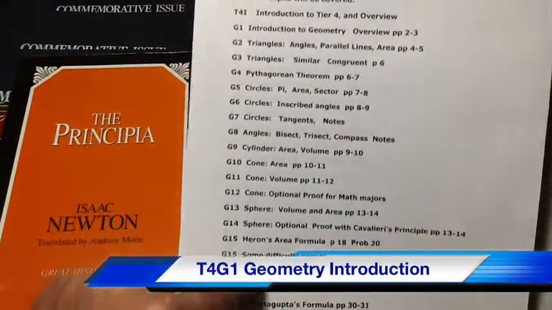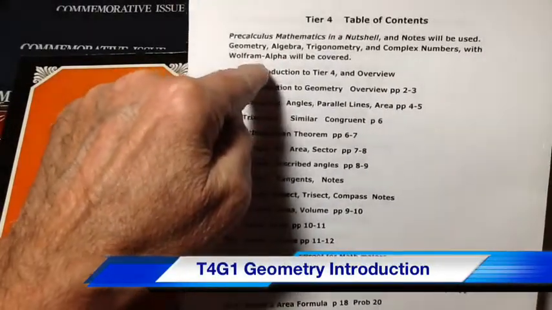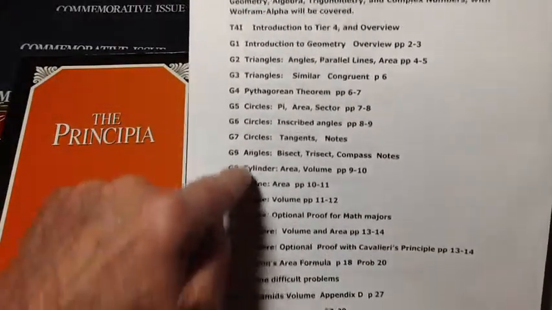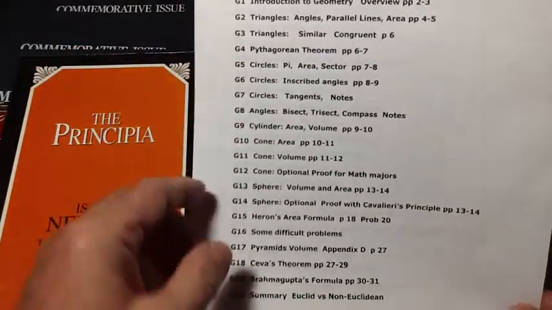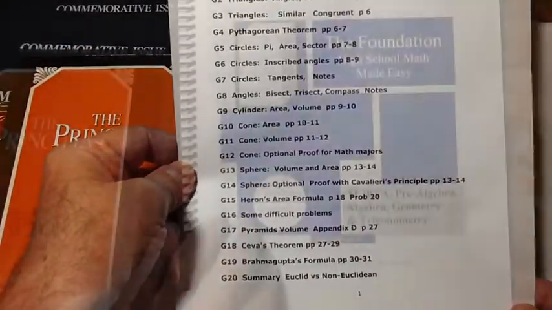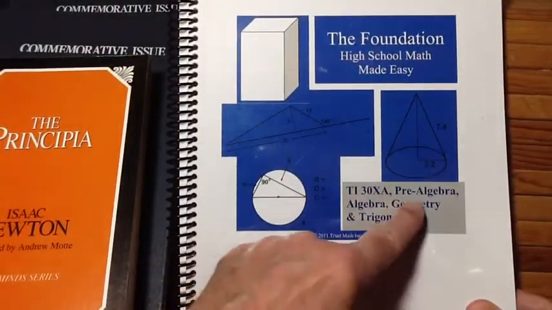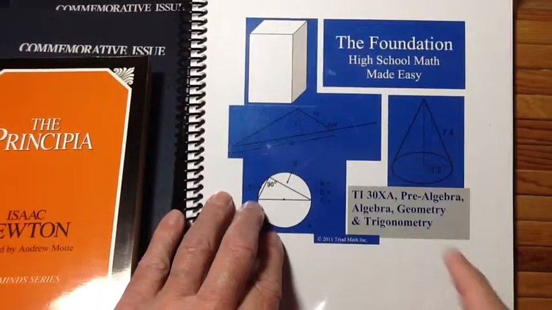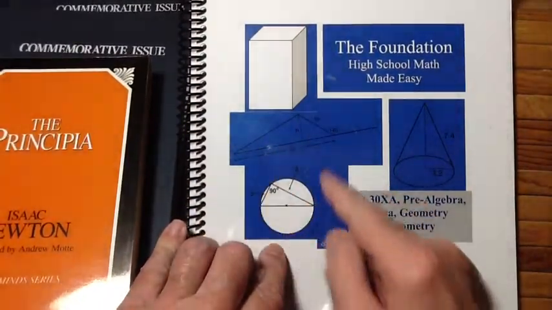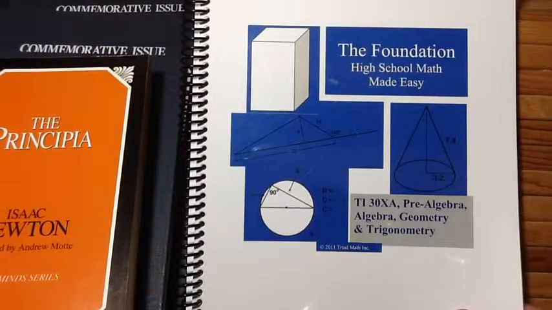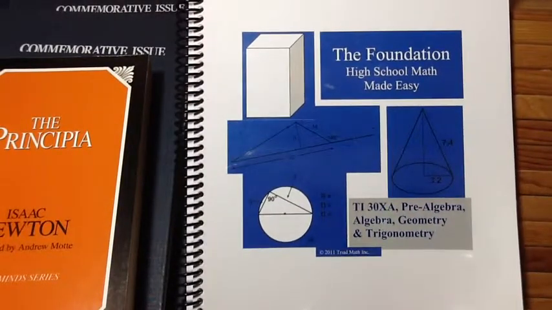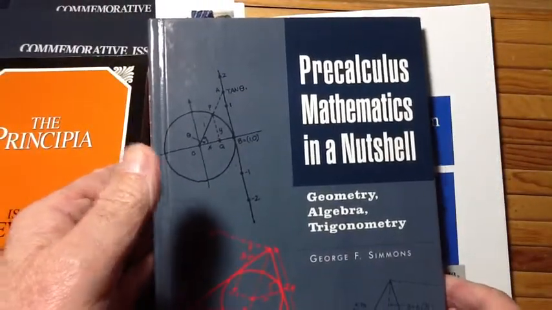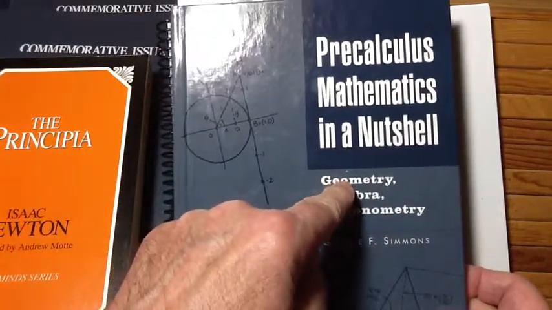Now, we briefly looked at what we're going to cover in geometry in the overview of Tier 4, but now I'm going to talk to you about geometry in quite a bit more depth to get you set up for this presentation that you're going to get in geometry in Tier 4. As you know, we covered quite a bit of geometry in Tier 2 in the Practical Math Foundation, which you've already had. Geometry is the study of triangles and circles and cones and spheres and parallel lines and things like that. But now we're going to study it in more depth out of Dr. Simmons' book, Pre-Calculus Mathematics in a Nutshell, which really starts right off with geometry.